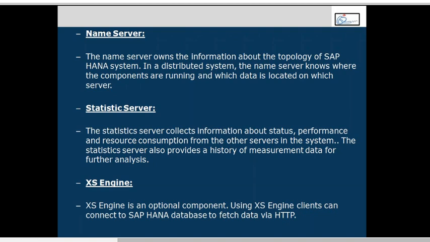In a multi-node architecture, my table might be split across multiple nodes, but I need one component, an index kind of thing, which tells me which part of my table's data is available in which node. That is called the name server. So in a distributed system, your name server will have information about all the components, which component is available in which node, and what data is split across which node. So the name server is mainly useful in a distributed system, okay? A distributed environment, or multi-node installation.